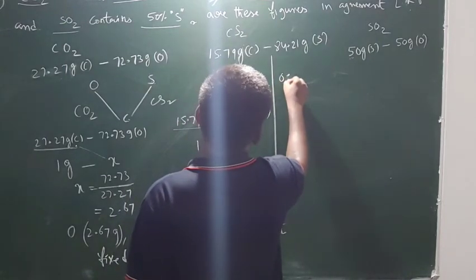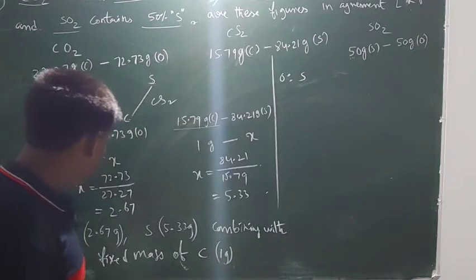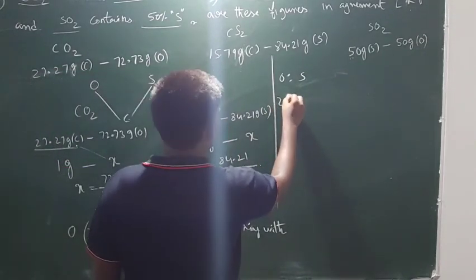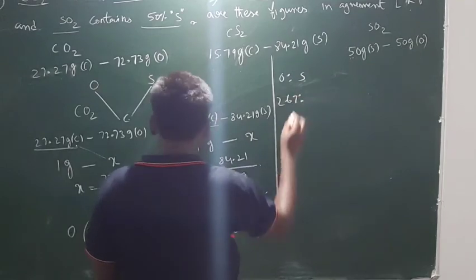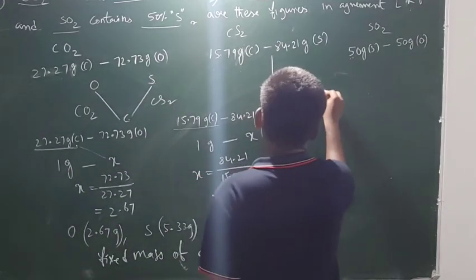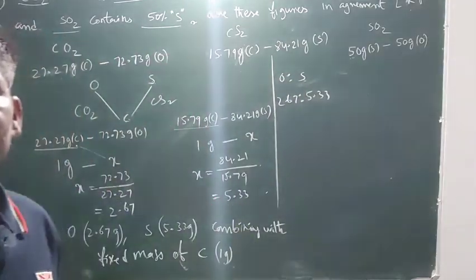Oxygen and sulfur mass ratio. Oxygen mass how much? 2.67 is to sulfur mass how much, guys? 5.33.